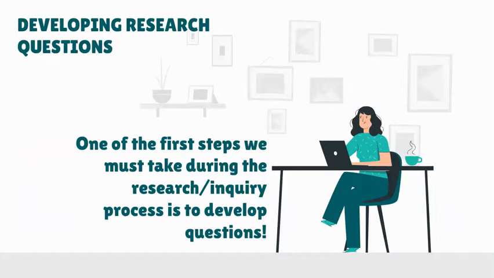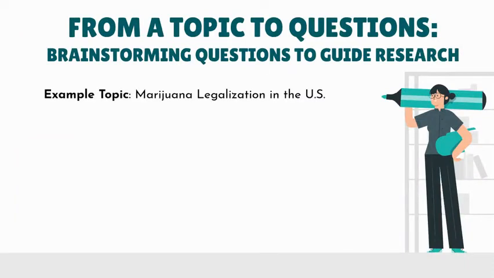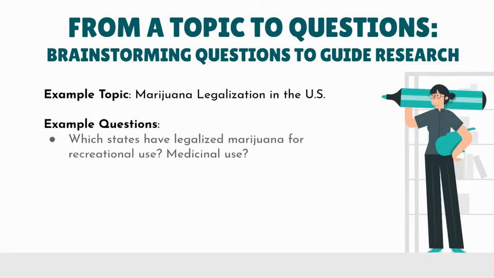So one of the first steps we must take during the research or inquiry process is to develop questions. I chose the example topic of marijuana legalization in the US. And when I was given this topic, I started thinking about different questions that I might have related to it. So one of the first things that I came up with was which states have legalized marijuana for recreational use and medicinal use. I know that some states have because I've read in the news something about Governor Cuomo wanting to legalize marijuana. So I know that there are some states that have and some states that have not.